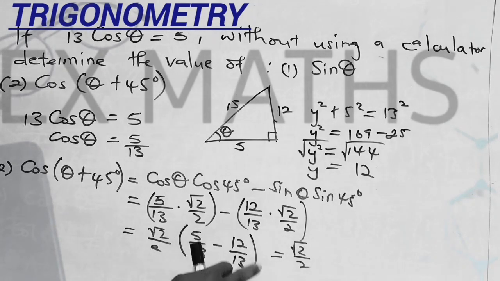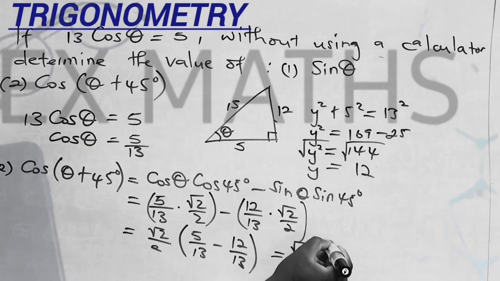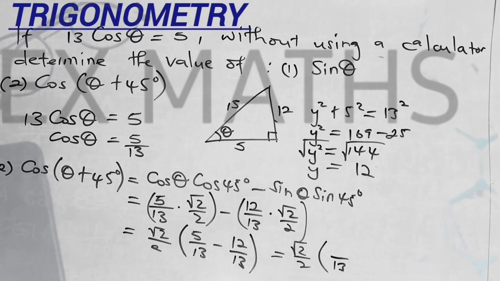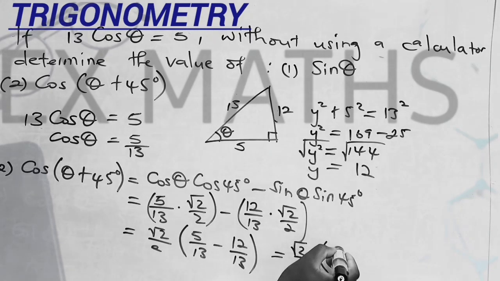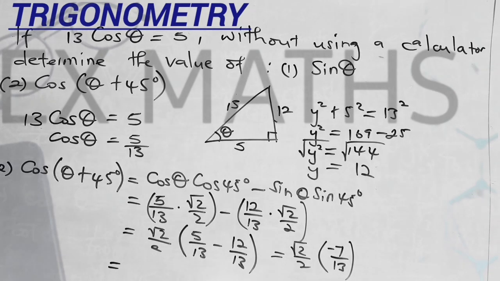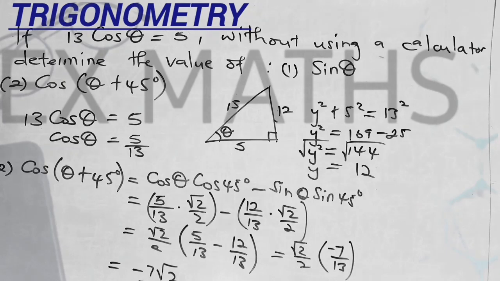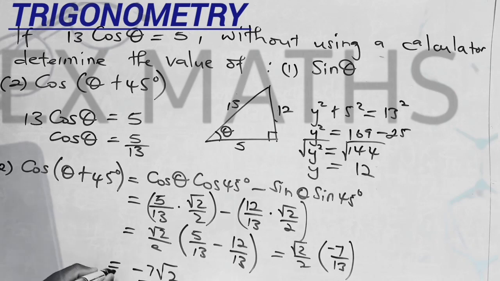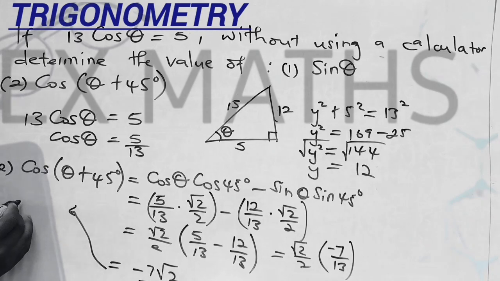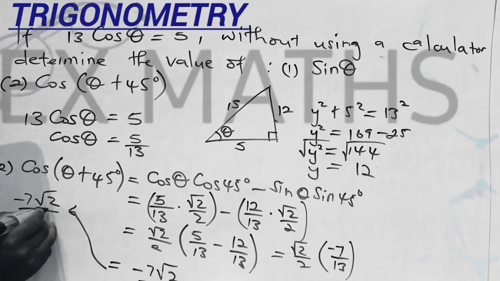Here 5 over 13 minus 12 over 13, the denominator is common, so we just write 13 there. Then we say 5 minus 12, we get minus 7. So our final answer will be minus 7 root 2 over, we multiply these ones, 2 times 13, we get 26. So our final answer is negative 7 root 2 over 26.